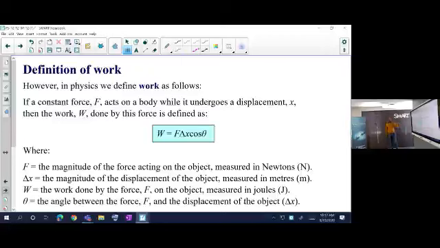A constant force is going to be represented by capital letter F. If you're using your device, you have to bold it to show that this force is a vector. If you are not doing that, you have to write on top of each and every capital letter F a full arrow or half of an arrow to indicate that this is a vector. Acting on a body while it undergoes a displacement, that is the distance covered.